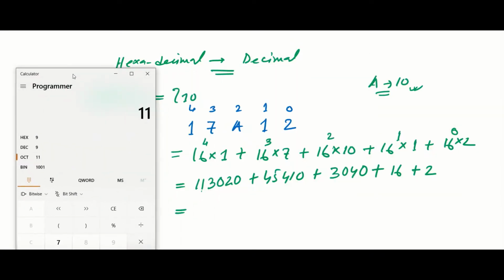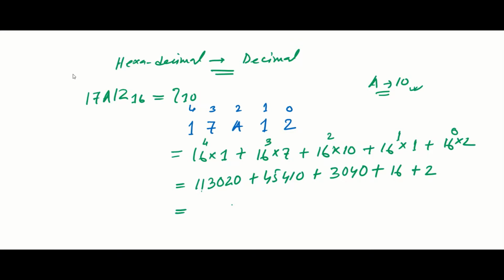So 113020 plus 45410 plus 3040 plus 16 plus 2. So we get the number, no, it is not correct.